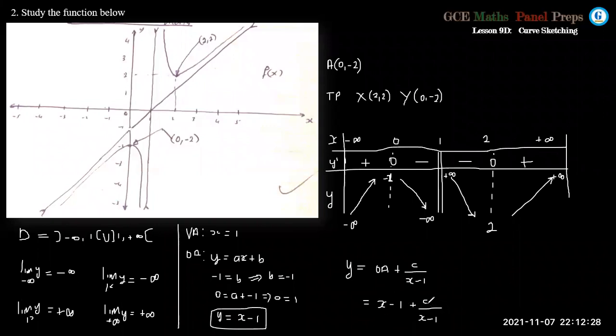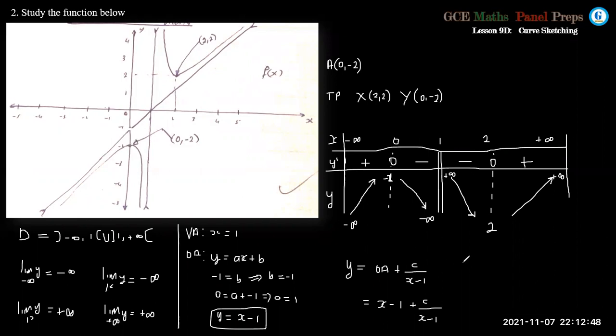Now we need to look at the value of c. To look at this value of c, we need to use any intercept that this curve has. We have an intercept. This turning point is also an intercept. That's where we're going to use it. It's both a turning point and an intercept.